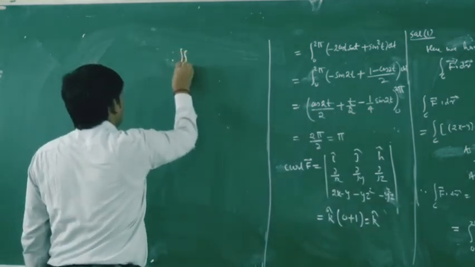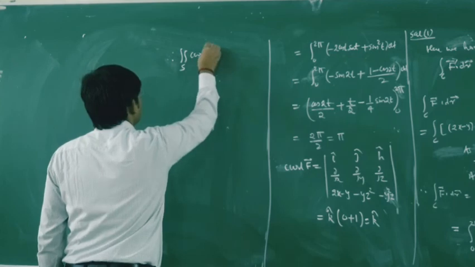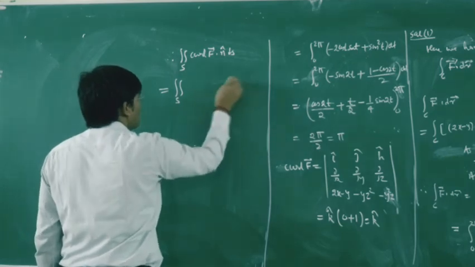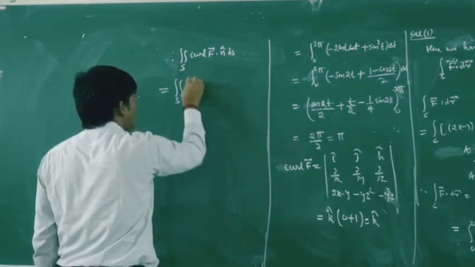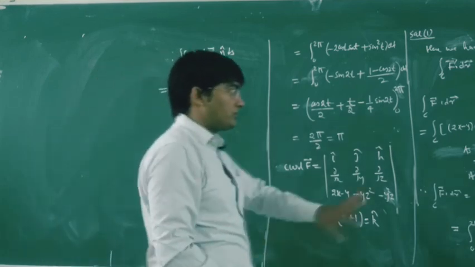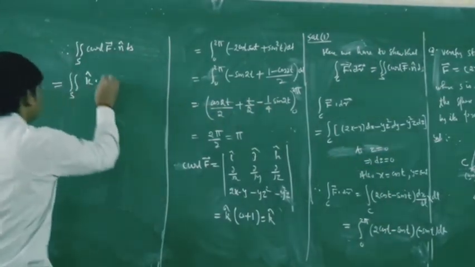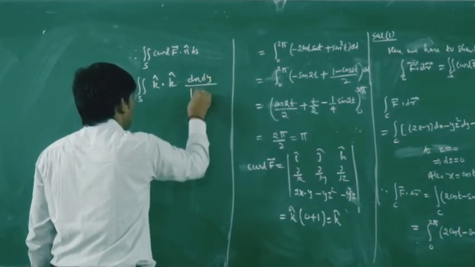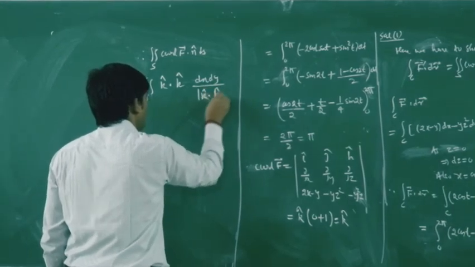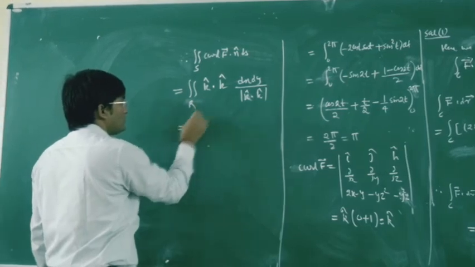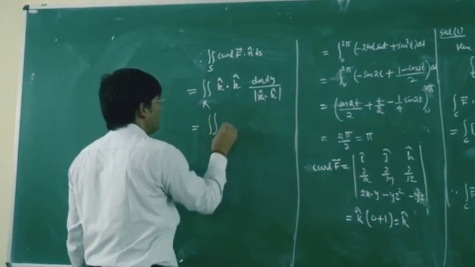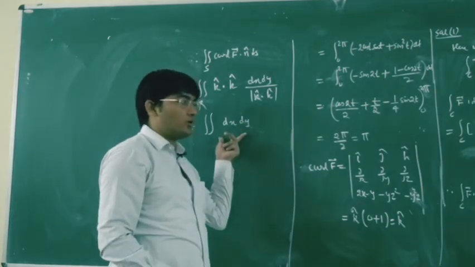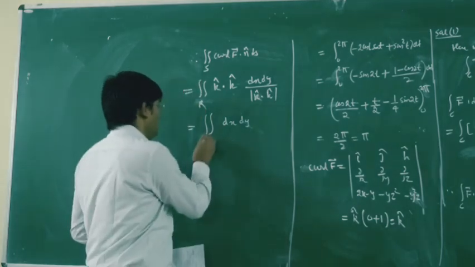Therefore, your surface integral is equal to the surface integral where curl F is k cap and your unit normal to this surface will be k cap. Now if you take the projection, ds will be dx dy upon n dot k, and your n is k, so this will be k dot k, and here we will have the region R. So this is 1, again this is 1, so we will simply have dx dy over the plane region R.